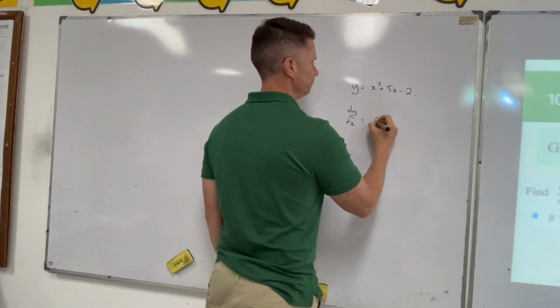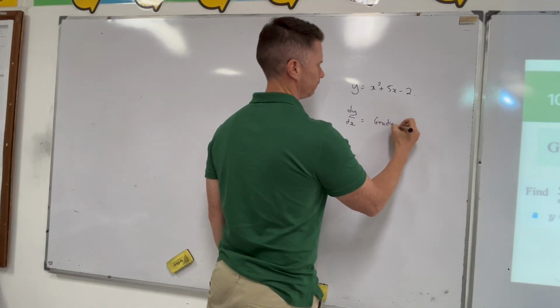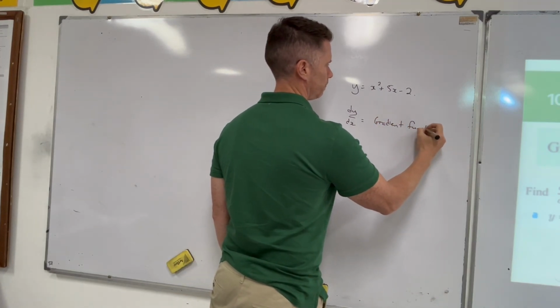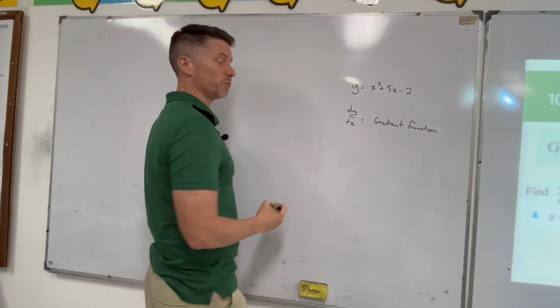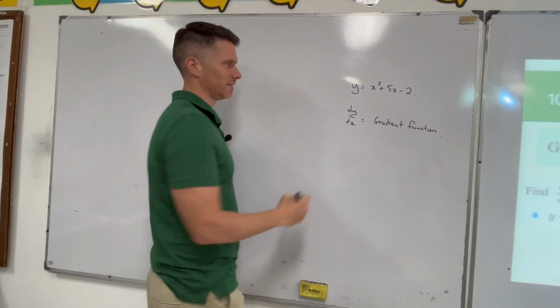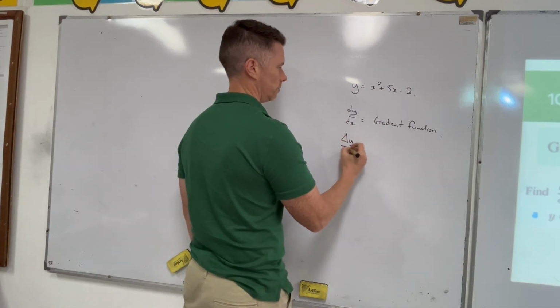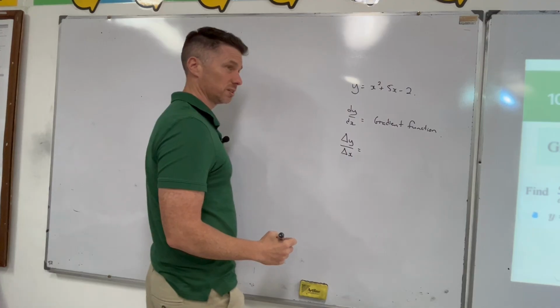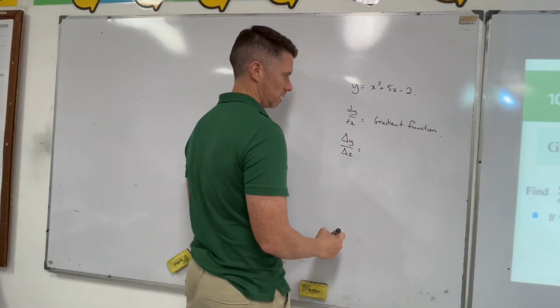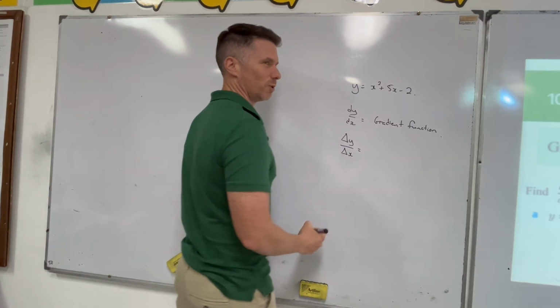Yeah. Function. It's the gradient function. Okay. Means the gradient function. Comes from what? What does the d stand for? Delta. Yes. Delta y over delta x. The change in y over the change in x. Yes. So change in y over the change in x.